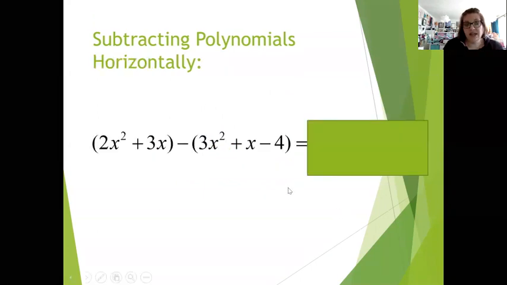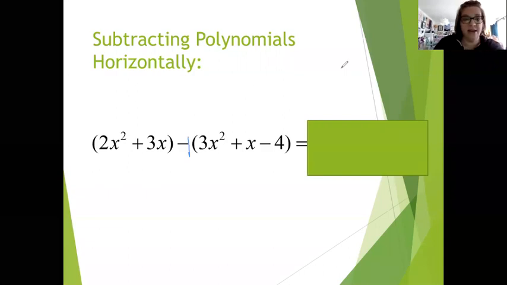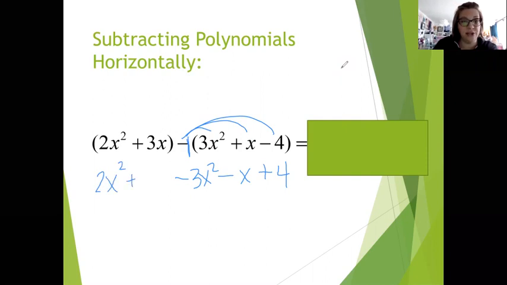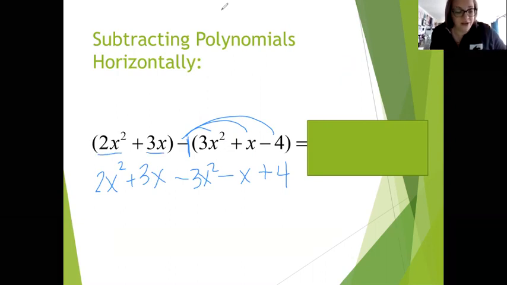Again, you could deal with it horizontally. And again, it's like there's this little 1 that lives right there that then distributes itself throughout the second polynomial. So we have negative 3x squared minus x plus 4. And that gets combined with this nice little binomial over here. See how it has 1, 2 terms? So that makes it a binomial.